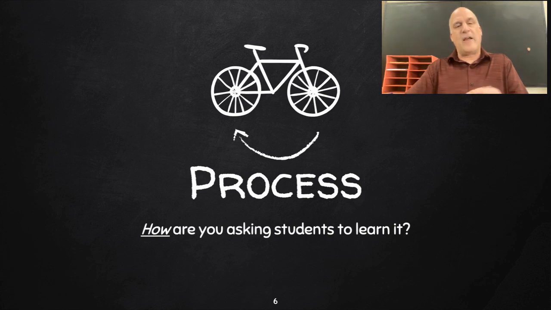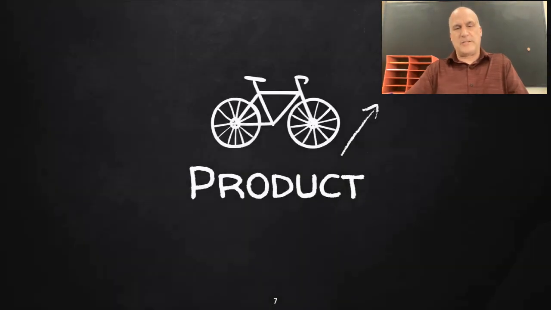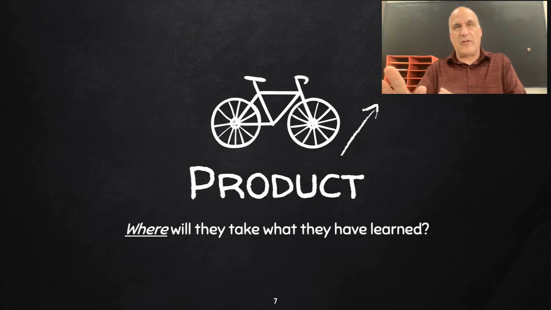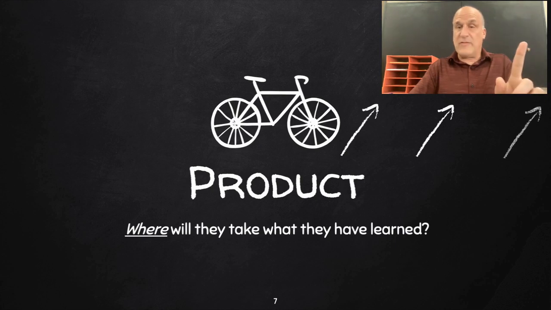And then our final area is a product. Once students understand what a bike is and how it works, then we want them to get to a certain place. So this is where they take what they have learned. We set a finish line for them, so to speak, and they go to that finish line. But what if we could push this finish line further, or push it even further, because the student is capable of handling this type of challenge?